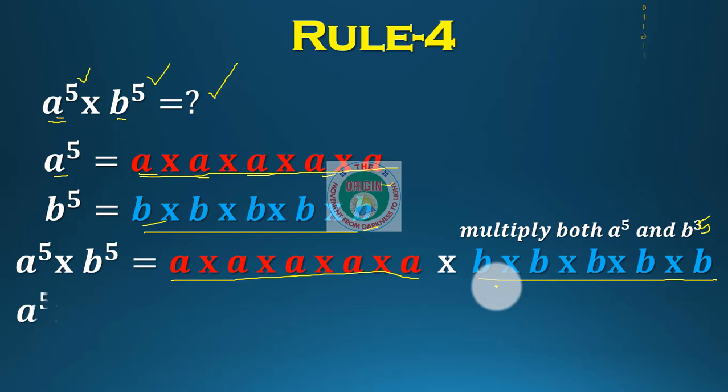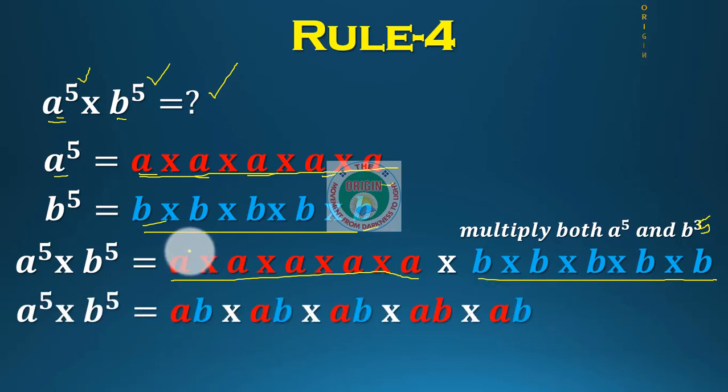Here, a and b, multiply a and b here, ab, and here also ab, and here also ab, and here ab, and here also ab. I wrote a and b separately: ab into ab into ab into ab into ab.